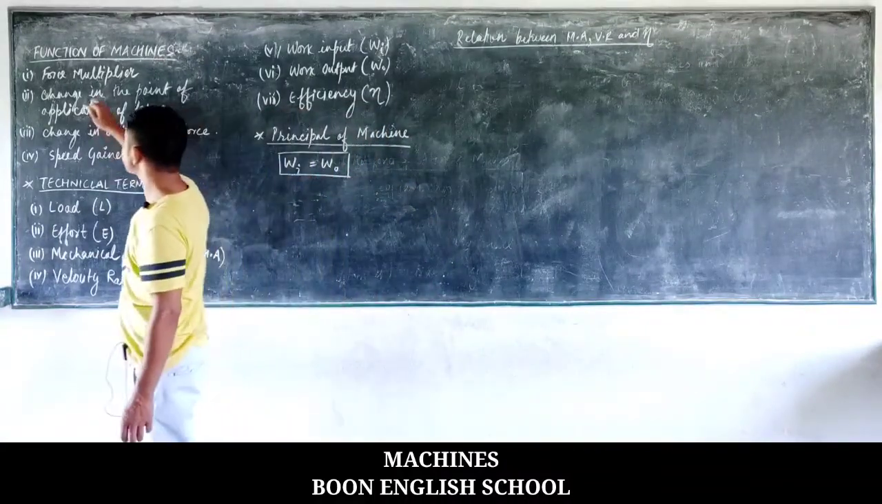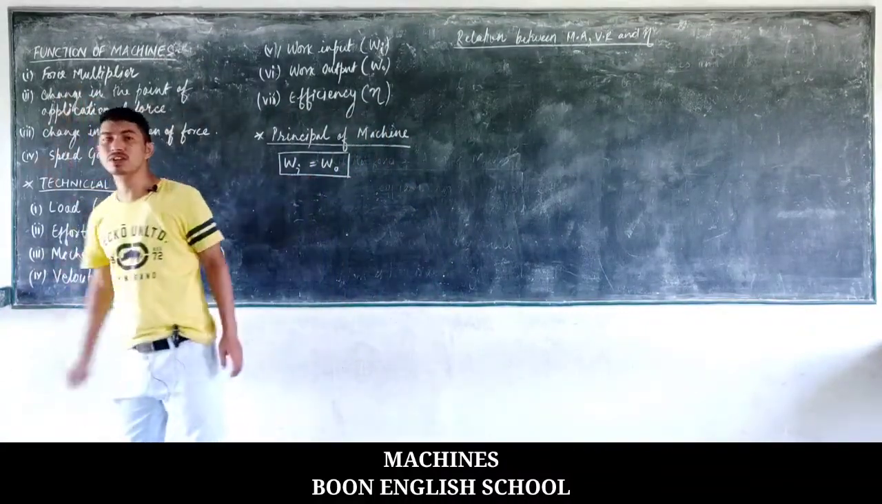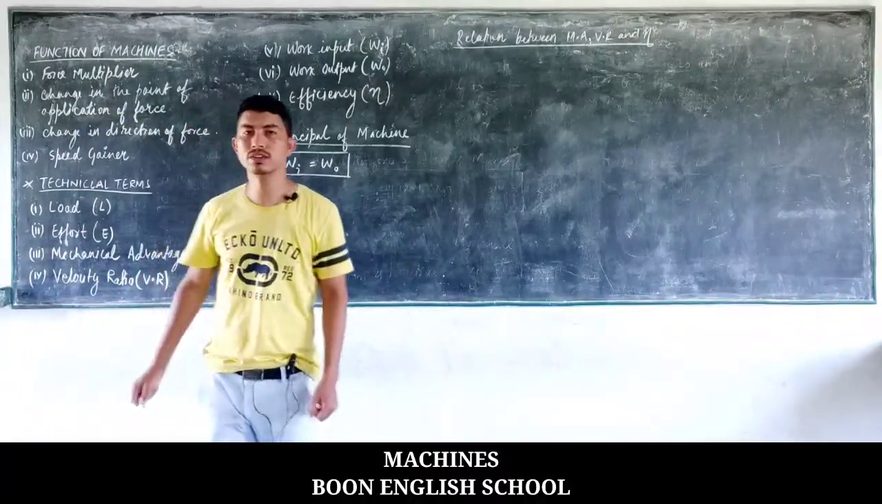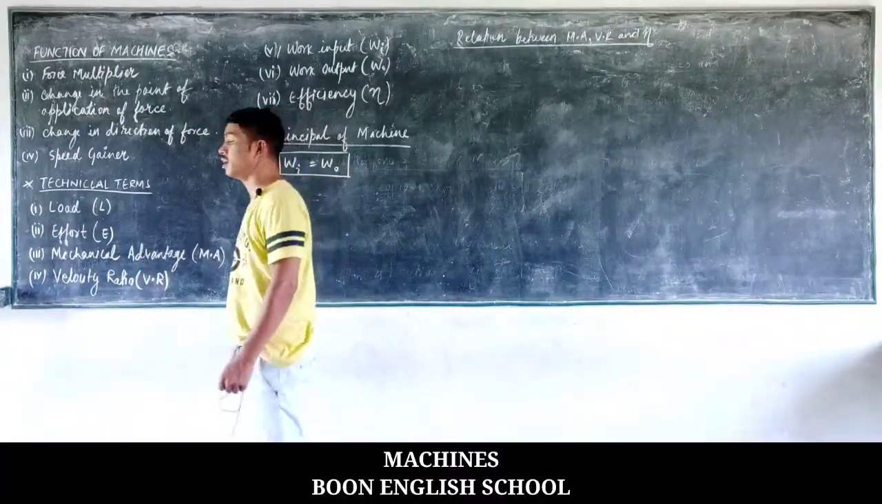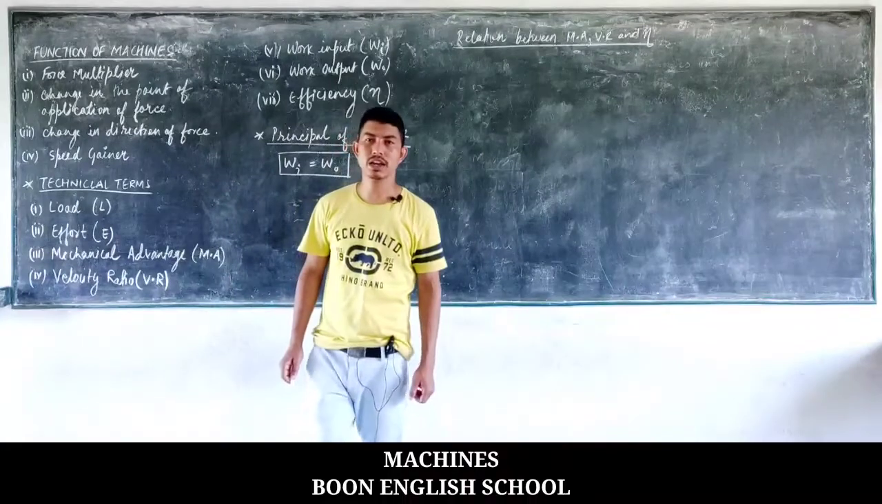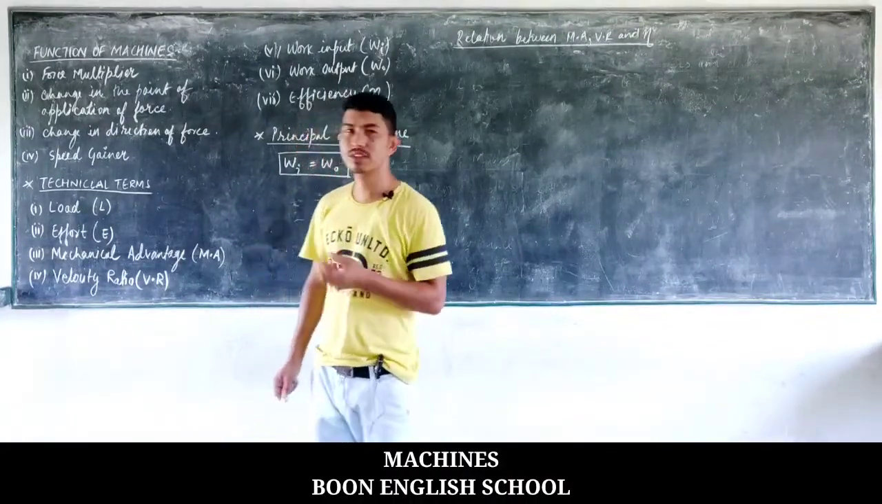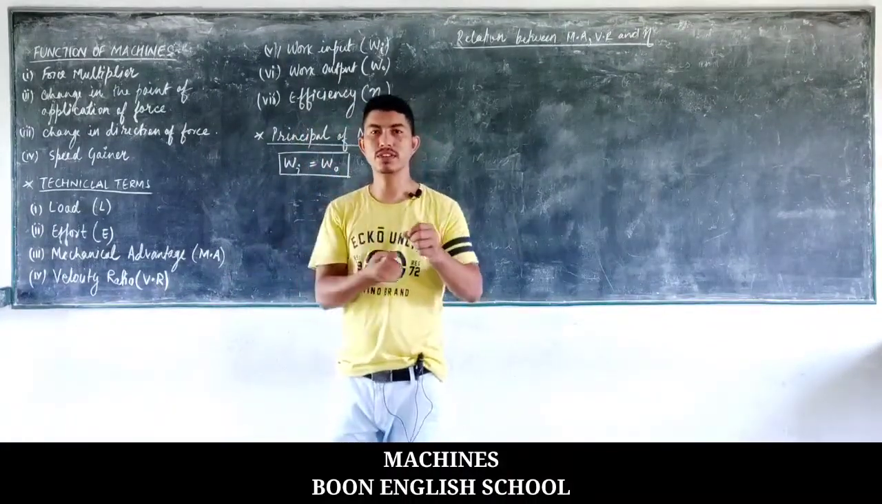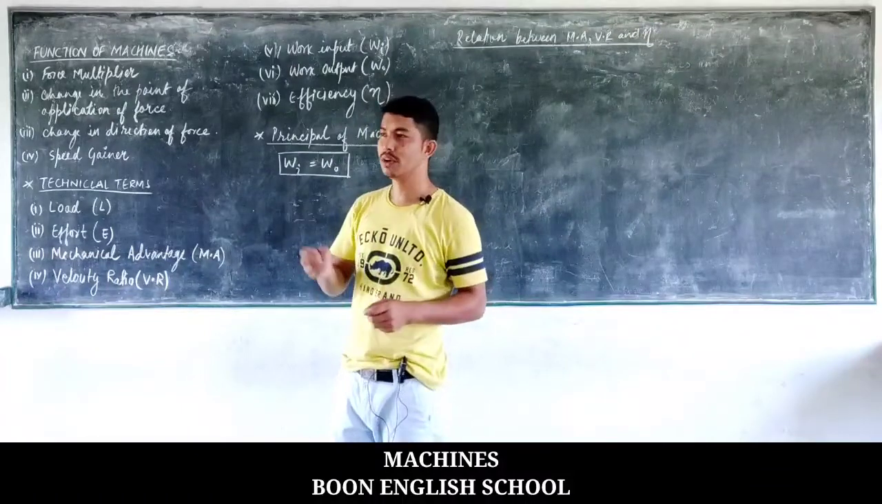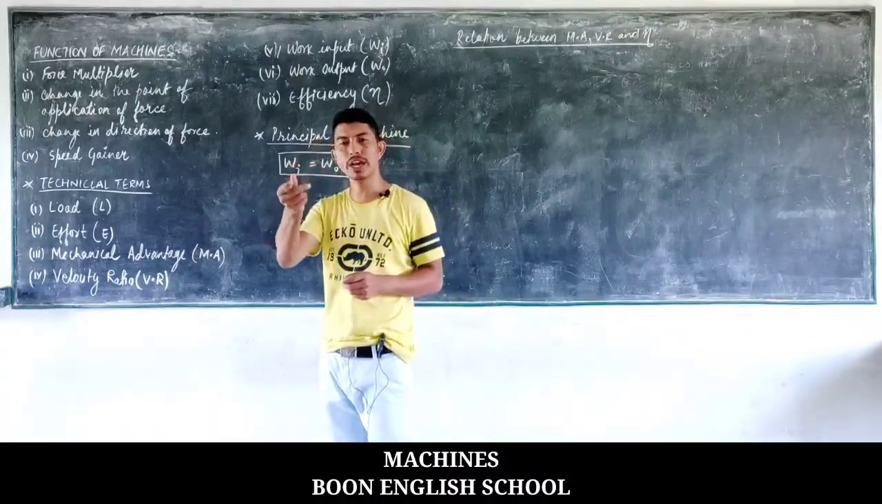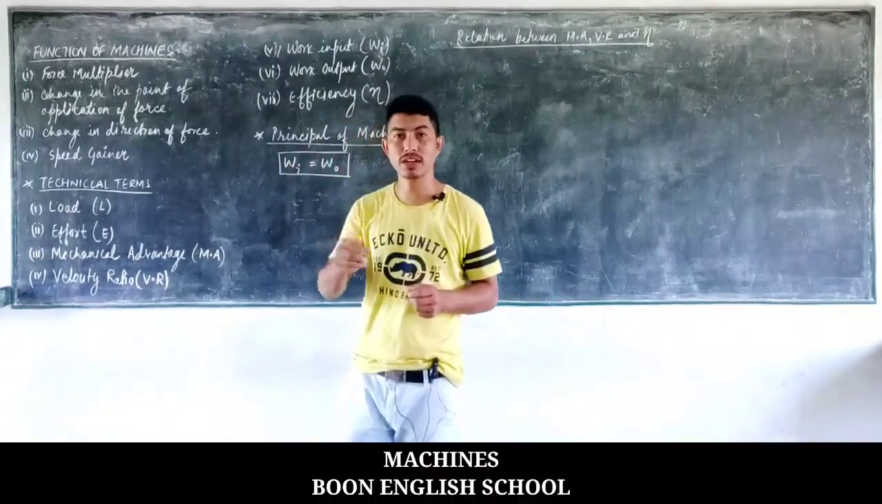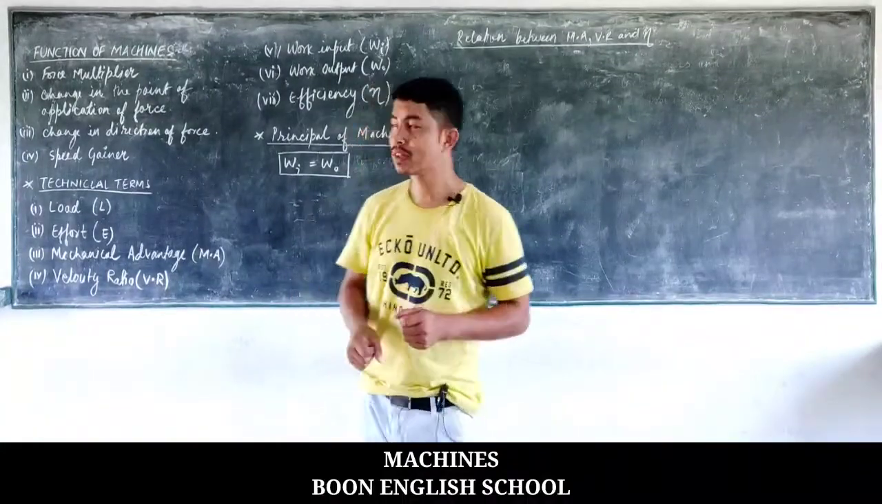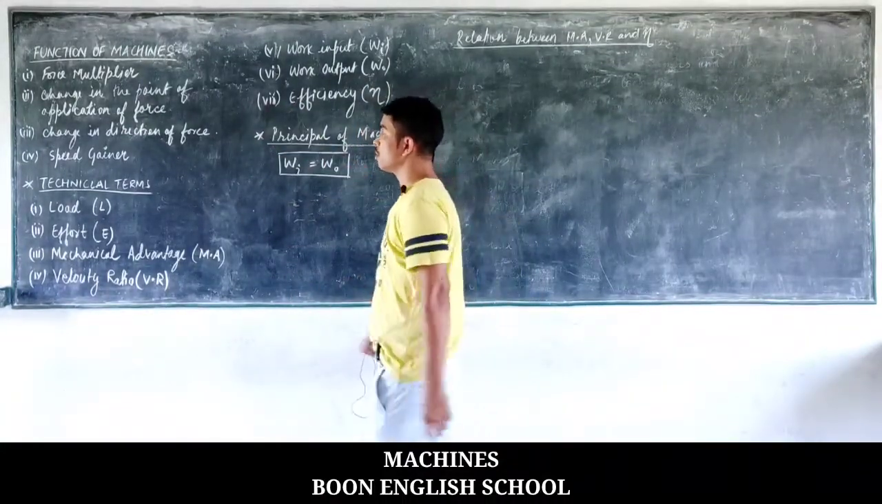So the first function of the machine is to multiply the force, that is, the force multiplier. A machine is anything that can multiply the force. For example, the spanners or wrenches or even the pliers: the nuts which we cannot open with our hands, we can easily open with a spanner. So those are force multipliers.